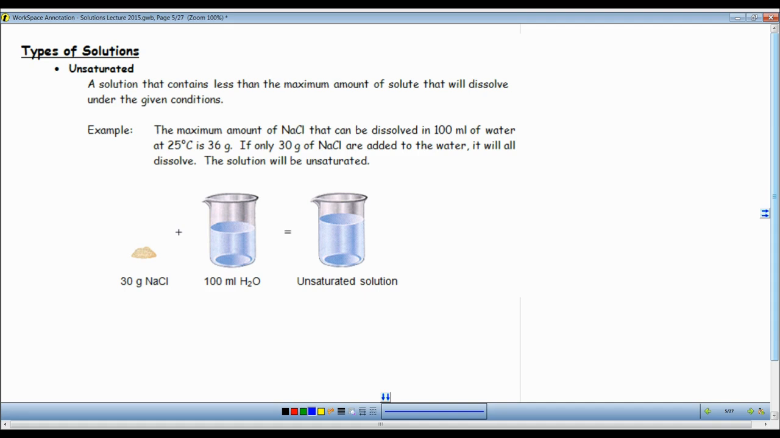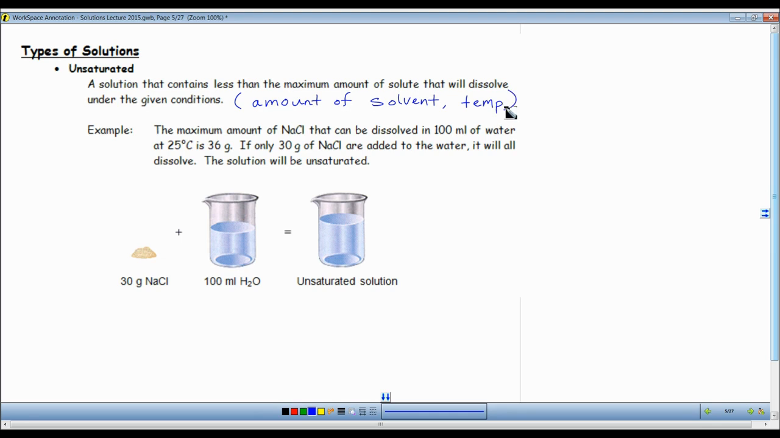In this video, we'll look at 3 different types of solutions: unsaturated, saturated, and supersaturated. Unsaturated solutions contain less than the maximum amount of solute that will dissolve under given conditions. The given conditions usually represent a specific amount of solvent and a specific temperature.